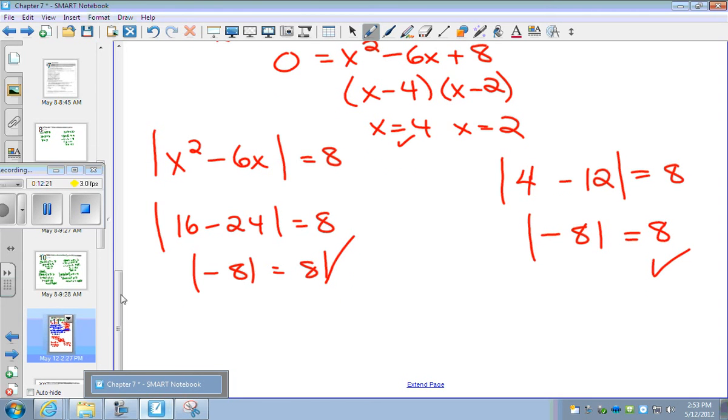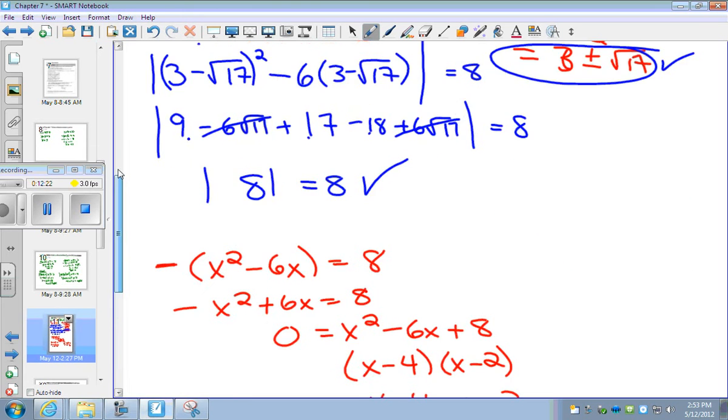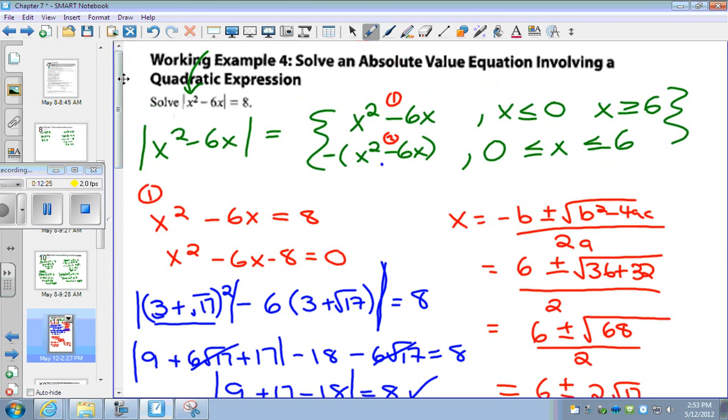Okay, just to recap, that was a long example. First thing is we had to split it up into two cases. First of all, this case where it's just the normal equation, and this was from our x-intercepts. And then we did the negative of the equation whenever it's between those x-intercepts, whenever we have to reflect. Okay, we did those two cases, we got solutions, and we substituted them back in.